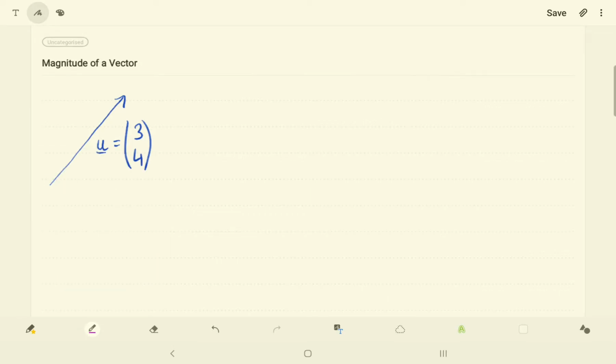So to calculate the magnitude of a vector, that means we're calculating the length of it. And to do this, we are going to fall back on good old Pythagoras. So if we remember correctly, Pythagoras is c squared equals a squared plus b squared.